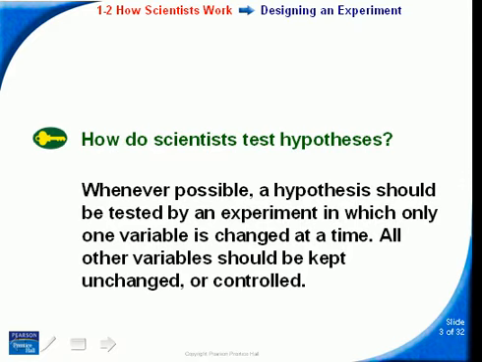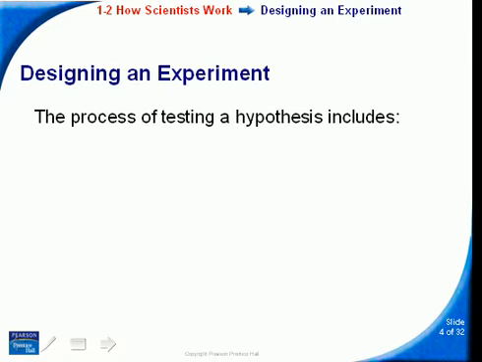So, start off. How do the scientists test an hypothesis? The main point here is that they use an experiment, and the experiment should only have one variable changed, and everything should be kept unchanged or controlled. So let's test the hypothesis and look at how they do it.